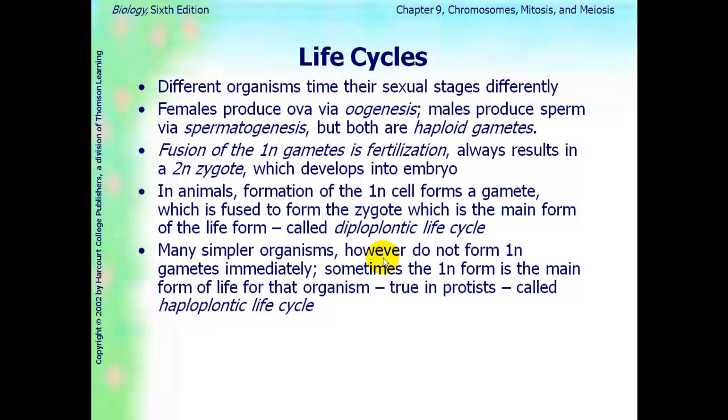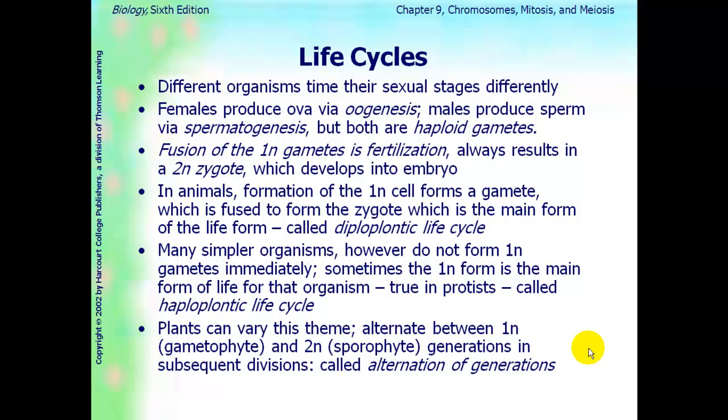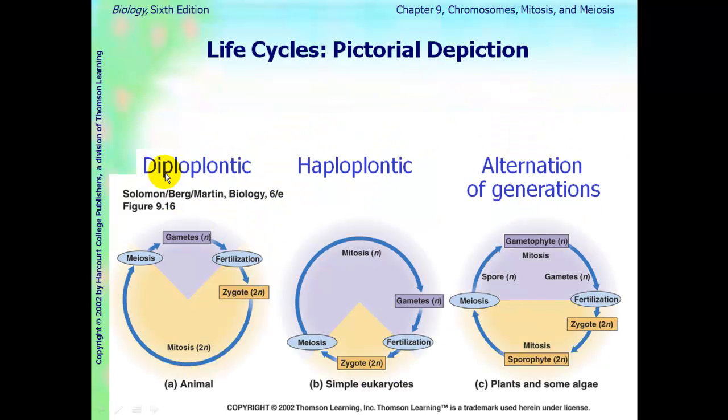There are, however, many simpler organisms that do not form 1N gametes immediately. Sometimes their haploid form might be the way they are most of their life. This is true in protists like amoeba, paramecium, etc. Those guys have a life cycle called haplontic because most of their life they are haploid, whereas most of our life we are diplontic. Plants can vary. They can alternate between being haploid and diploid throughout their life, so we call that alternation of generations. When a plant is haploid, it's called a gametophyte. When the plant is diploid, it's called a sporophyte.